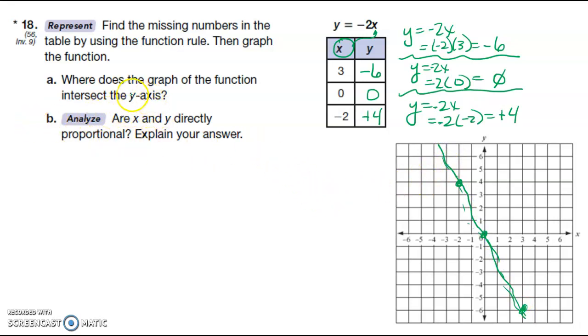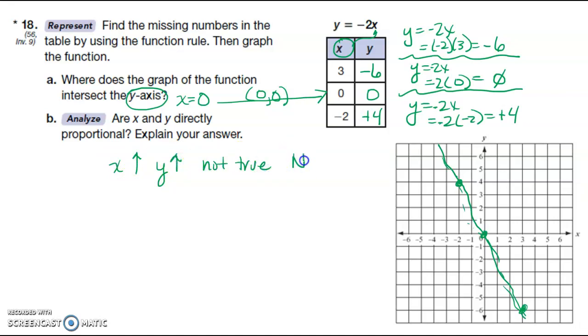Okay. Where does the graph of the function intersect the y-axis? So it intersects the y-axis when x is equal to 0, and we have that right here. So the graph crosses the y-axis at 0, 0. Are x and y directly proportional? That means as x goes up, does y go up? And that is not true. So the answer to this is no. Because for it to be directly proportional, it has to go up and to the right, which it does not. It has to go through the origin, and it has to be a line. So we have this one and this one, but we don't have this one.